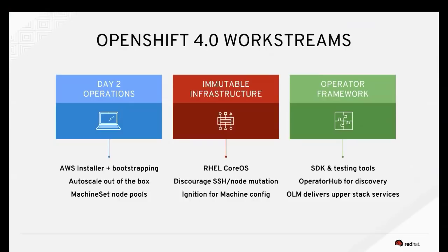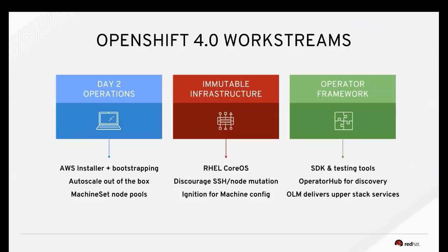The next big thing is the immutable infrastructure bucket. So we're focused there. We came up with RHEL CoreOS, which is a new immutable version of RHEL. It'll give you capabilities like over-the-air updates. This is one of the reasons why we're discouraging people now from SSHing to nodes. In fact, if you SSH to a node, we will mark that as tainted.